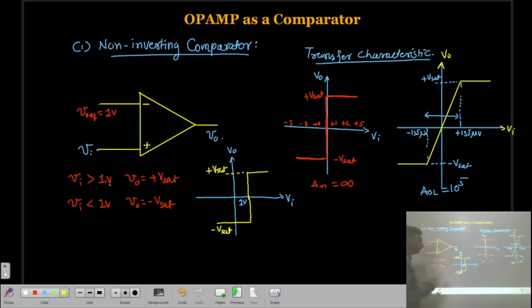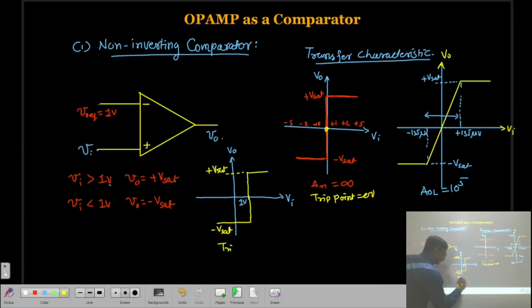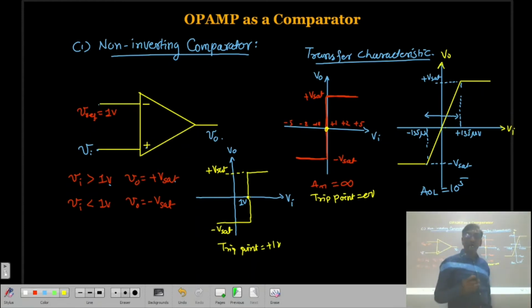Here, this is known as a trip voltage. In the previous case, remember, the trip point is 0 volt. Here, in this case, the trip point is plus 1 volt. Remember, what is a trip point? Trip point means it is an input voltage where the op-amp is going to change the state from high level to low level or from low level to high level.